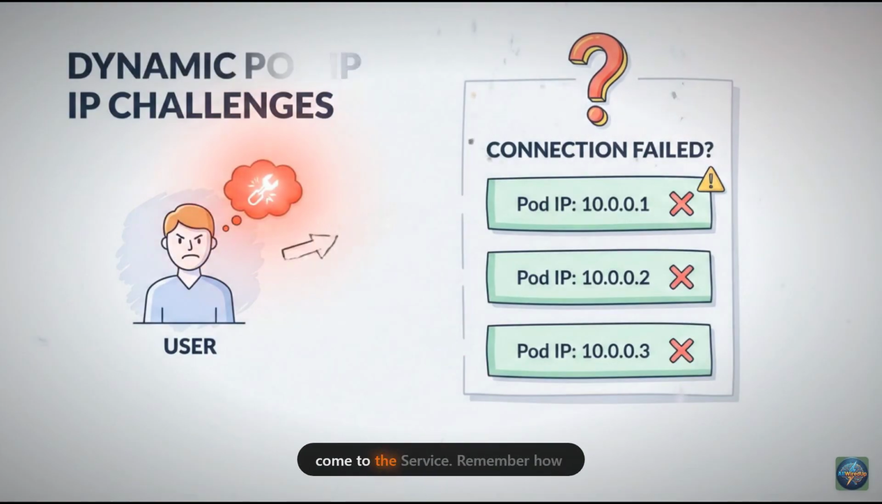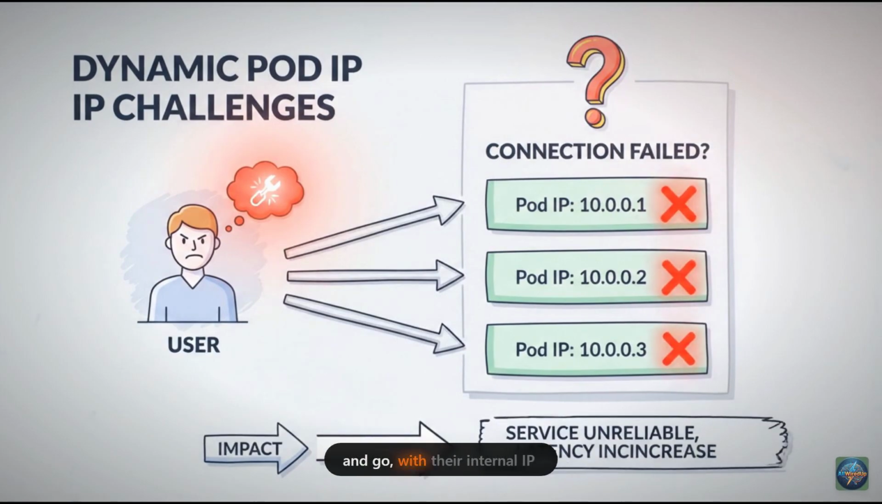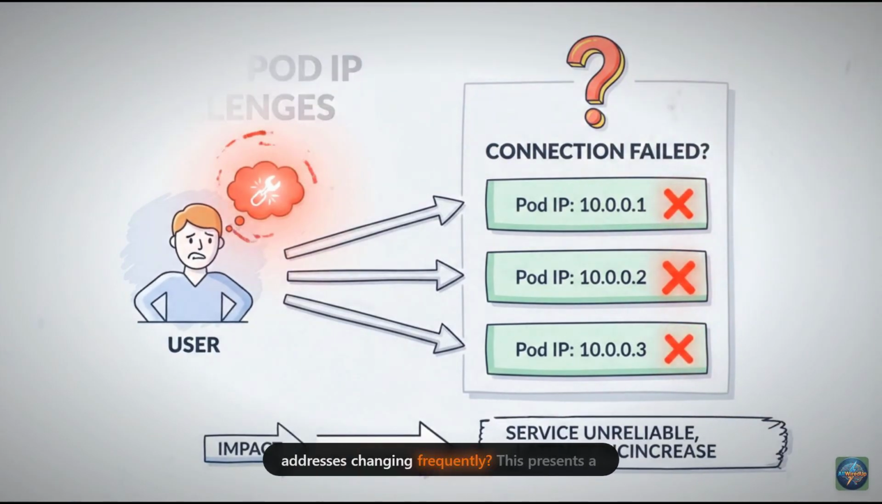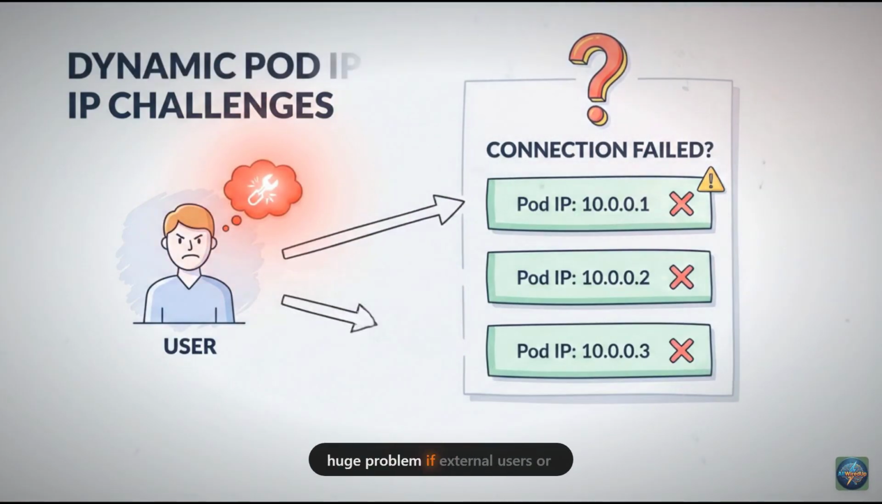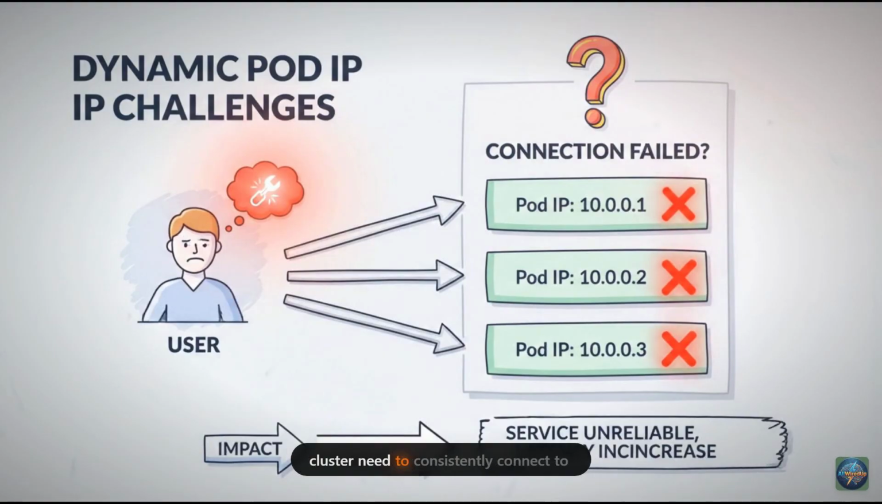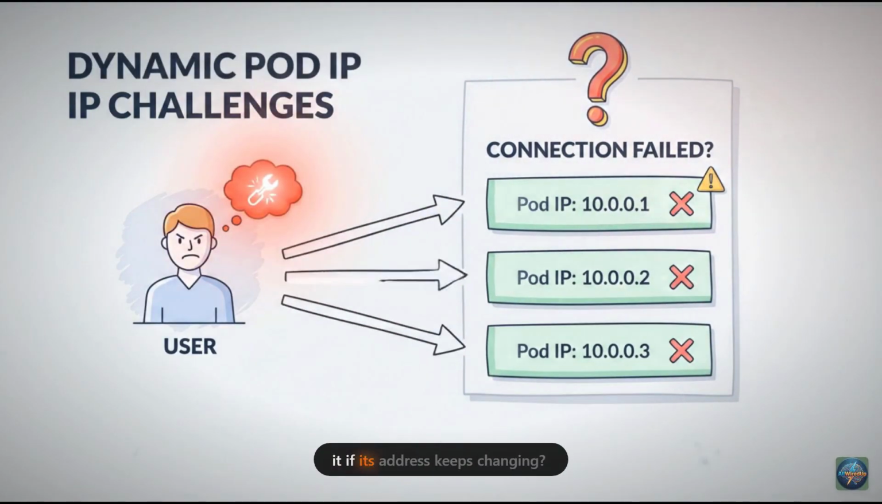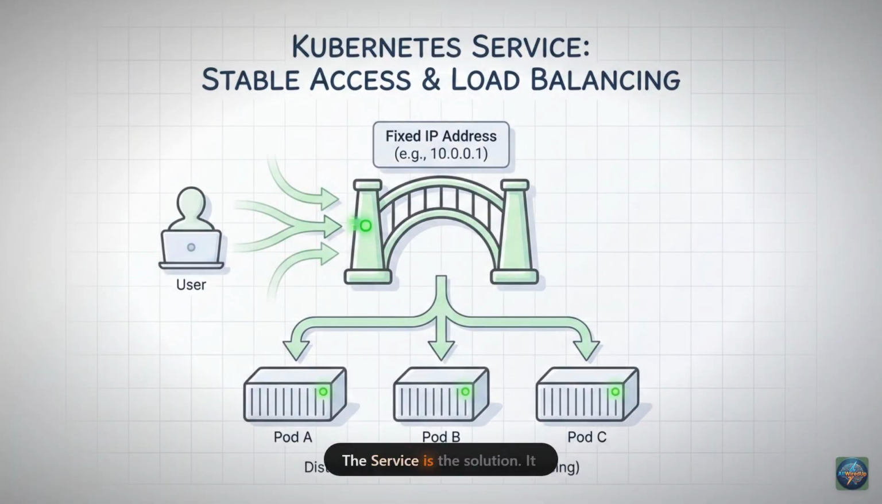Finally, we come to the service. Remember how pods are temporary and can come and go, with their internal IP addresses changing frequently? This presents a huge problem if external users, or even other applications within your cluster, need to consistently connect to your application. How do they find it if its address keeps changing? The service is the solution.